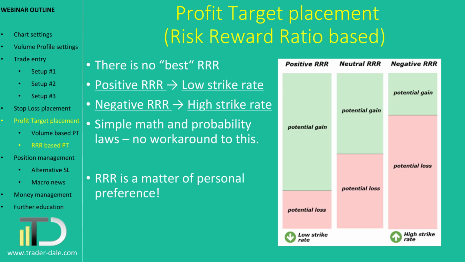I personally prefer the neutral risk-reward ratio, where the potential gain is very close to the potential loss, or they are the same. But the thing I wanted to say today is that this is just simple math and probability. There is no workaround to this. There is no best risk-reward ratio. Either you are going to have a positive risk-reward ratio with a low strike rate, or a negative risk-reward ratio with a high strike rate. This is just a matter of personal preference. There is no best risk-reward ratio.